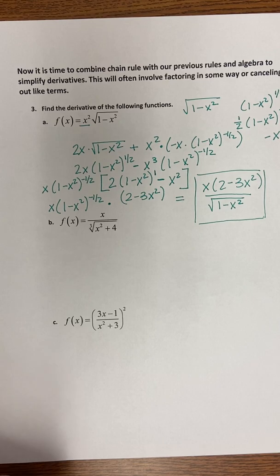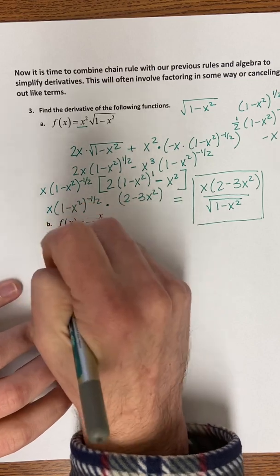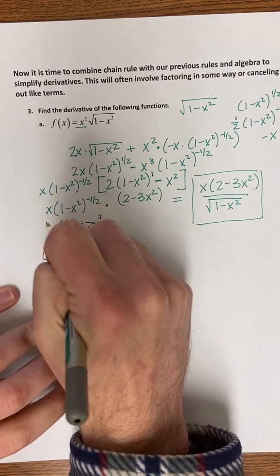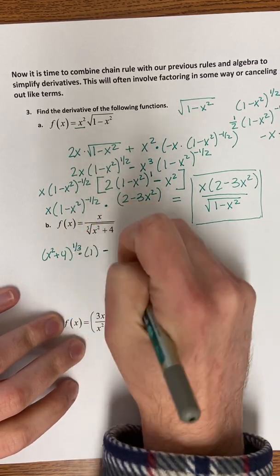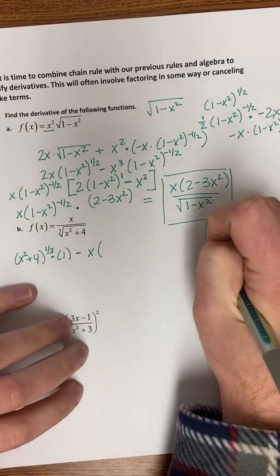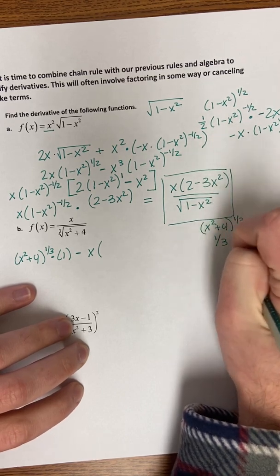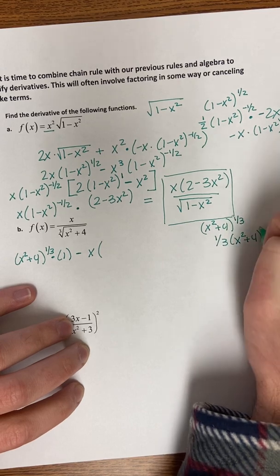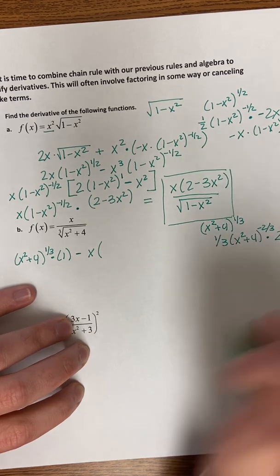Oh, what about with quotient rule? Quotient rule, again, can require chain rule, and we have to be careful. Let's look at B. So remember, the derivative for quotient rule is the denominator, which I'm going to call x squared plus 4 to the 1/3, times the derivative of the numerator, which is 1, minus the numerator times the derivative of the denominator. So off here to the side, we've got x squared plus 4 to the 1/3. The derivative of that is 1/3 times x squared plus 4 to the negative 2/3 times the derivative of our inside, which is 2x.